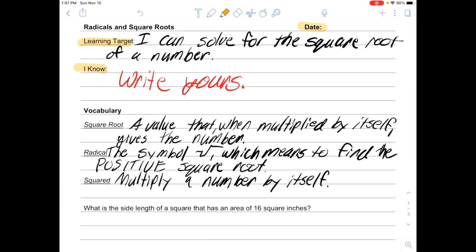Then we have 3 vocabulary words. A square root, which is a value that, when multiplied by itself, gives a number. We have the word radical, which is this symbol here, which means to find the positive square root. And then we have the word squared, which means to multiply a number by itself. So at this point, please pause the video, get all this written down, and restart when you're ready.